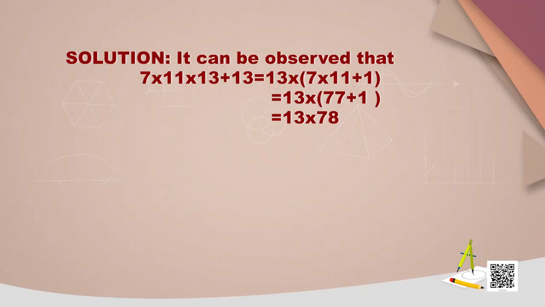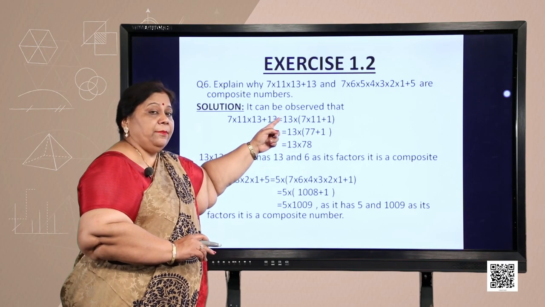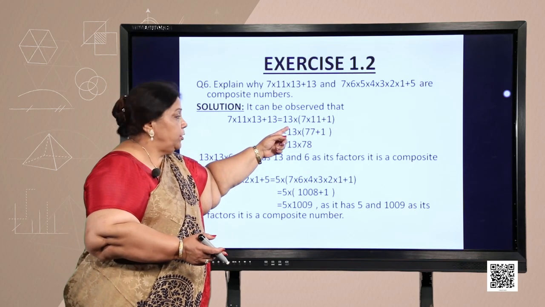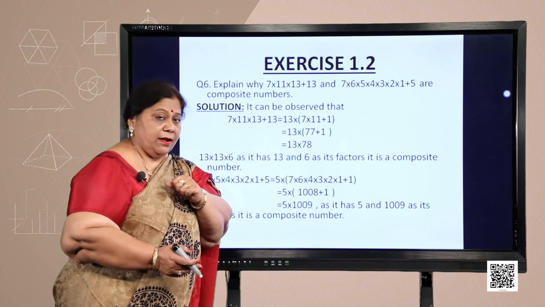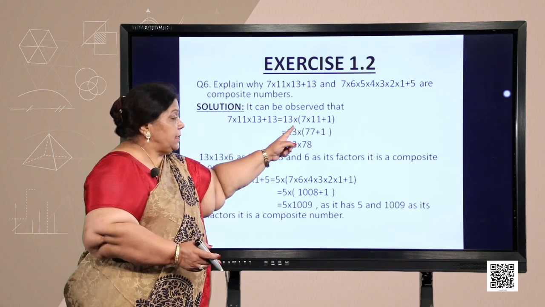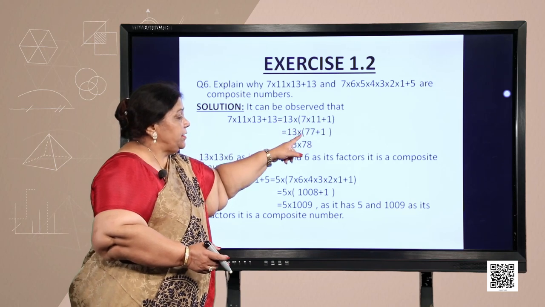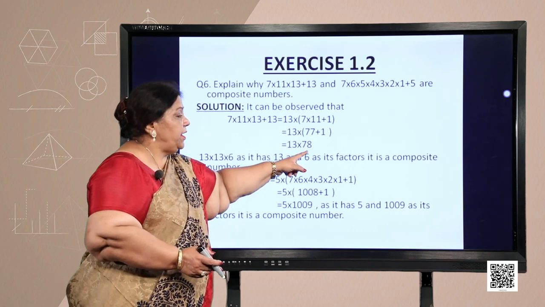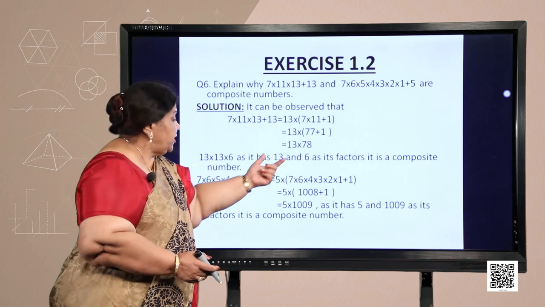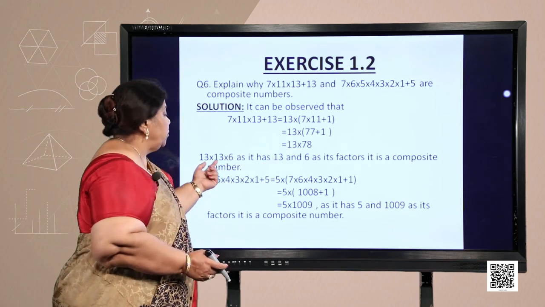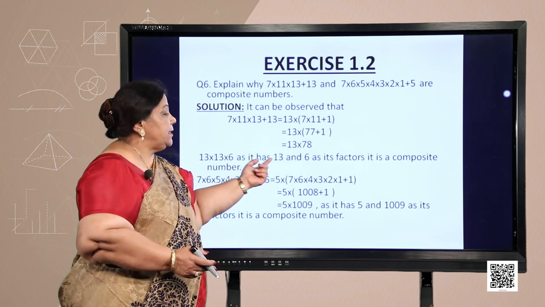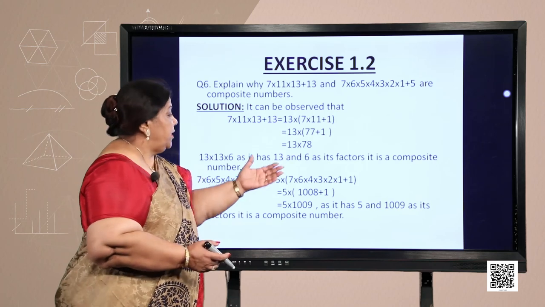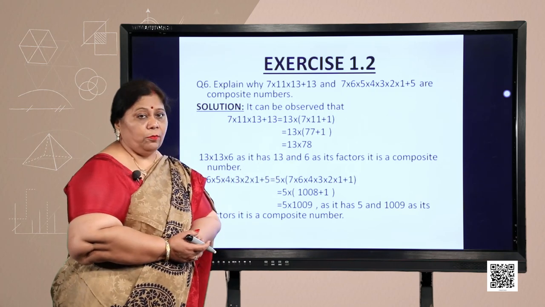Just observe that 7 into 11 into 13 plus 13 can be written as 13 into... What I am doing here? I am taking 13 as common. 13 into 7 into 11 plus 1. Now, I can solve this inside the brackets. 7 into 11 is 77 plus 1. That gives me 78. So, 13 into 78 are the two factors which again can be factored as 13 into 13 into 6. As it has 13 and 6 as the factors, therefore, it is obviously a composite number.